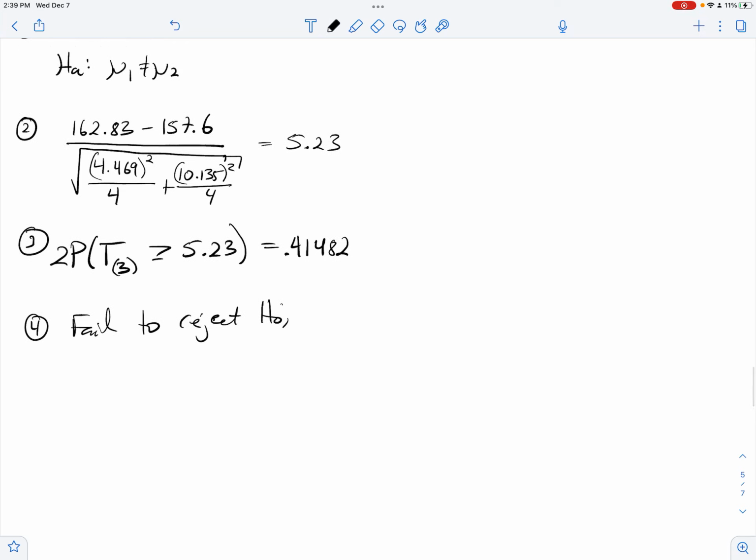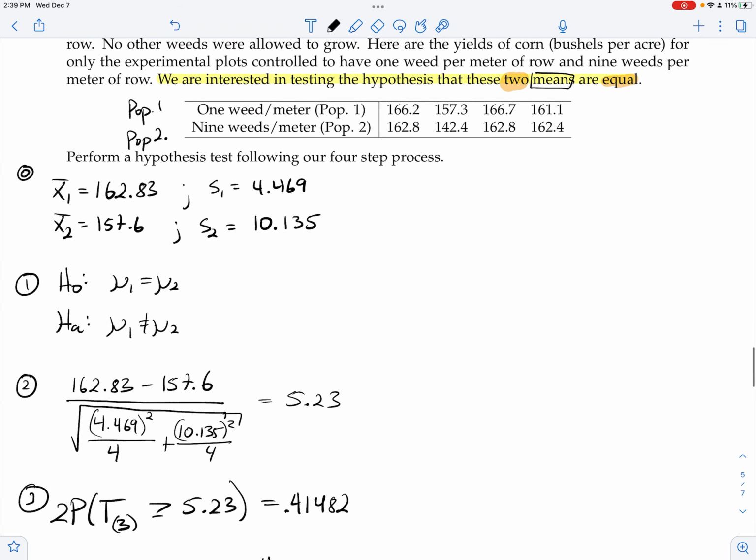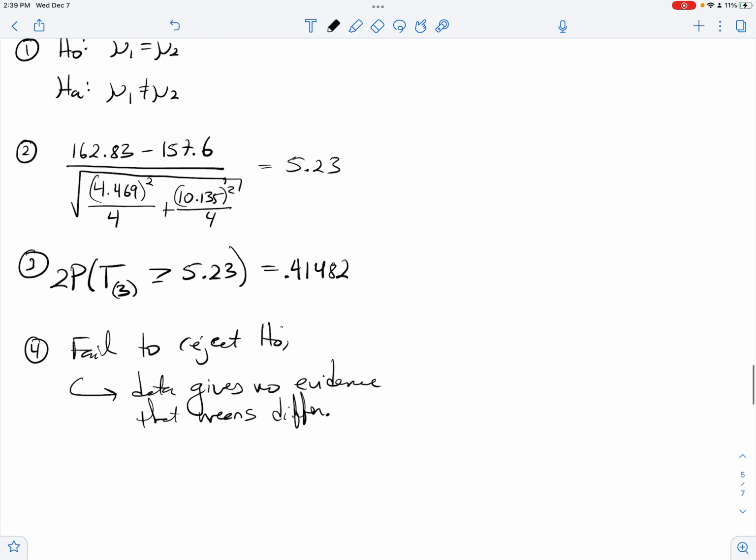And so the point is, the data gives no evidence that the means differ. So it may well be that the means do differ, but this data gives 0 evidence of that. I mean, it's a huge p-value.